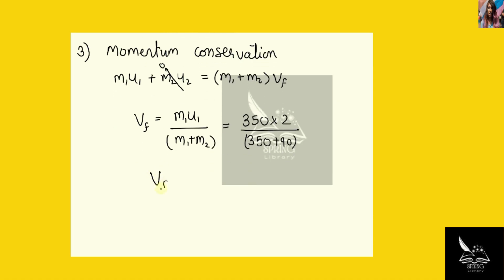From here, if we calculate this final velocity, it will turn out to be 1.59 meters per second. So the speed of our car after the collision will be 1.59 meters per second.